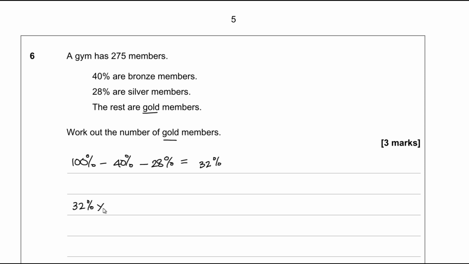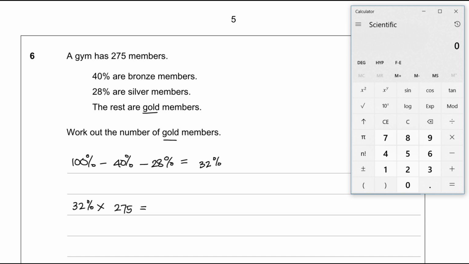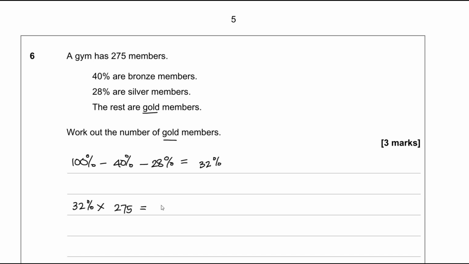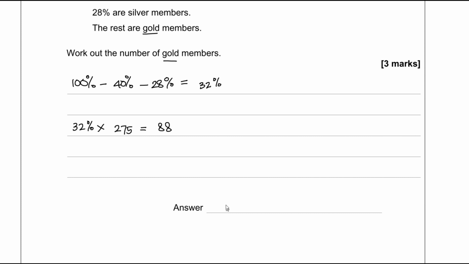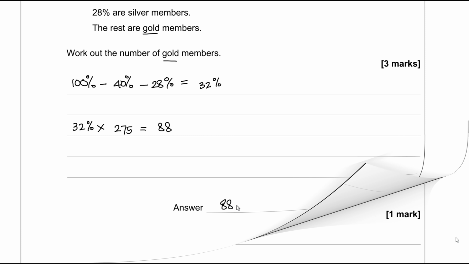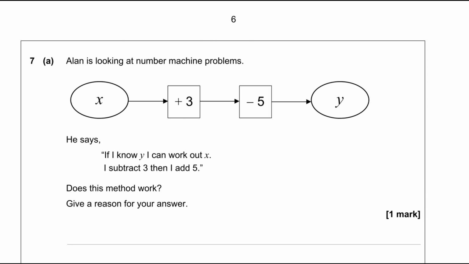32% of the whole members, which is 275, and let's use our calculator again. So it's 32 divided by 100 because it's a percentage, and then times 275, and we have 88 people. And don't forget to write it down in the answer column. It's 88. That's it.